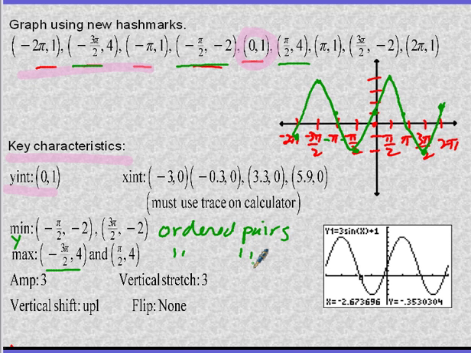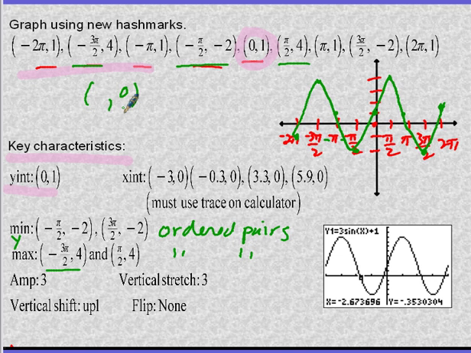So those are the characteristics you're going to have to put down today. Last one is x-int. Sometimes our hash marks have x-intercepts. If we have any hash marks that have 0 for y, that's going to be an x-intercept. We don't in this case.